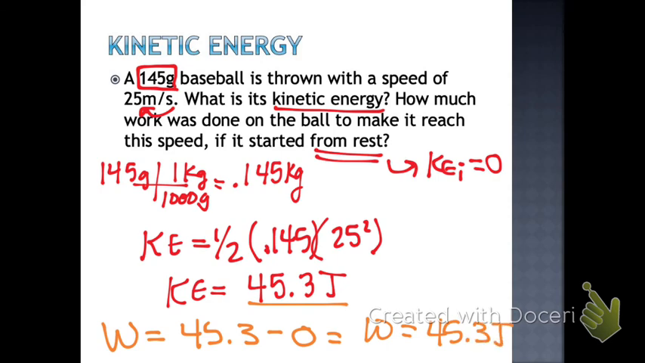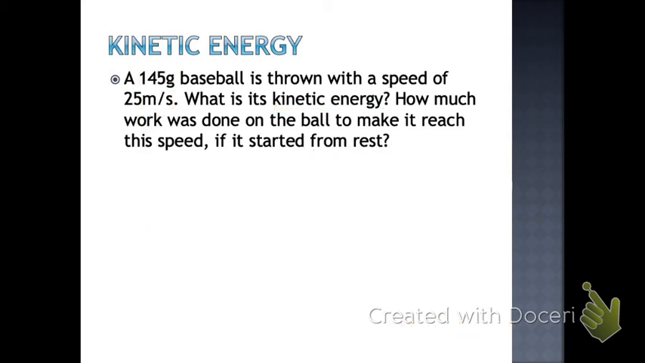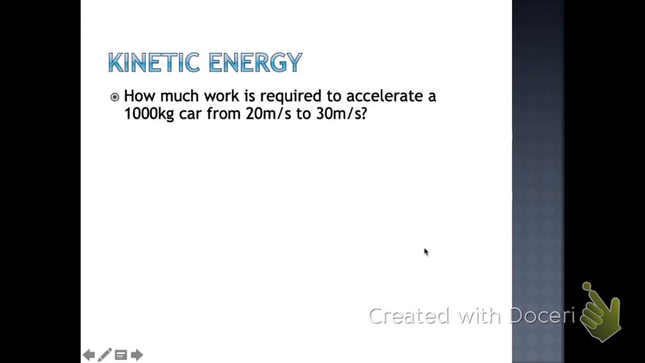If it had given us an initial velocity, let's say, what's the work done from 10 meters per second to 25, then I would have to do that calculation. But when we start from rest, that means our initial kinetic energy is 0. So we're just looking at start to finish there. Questions about that? Simple enough? Very good. Let's try this next one on your own.